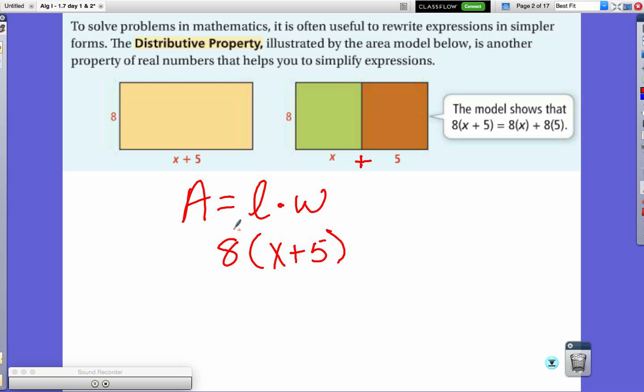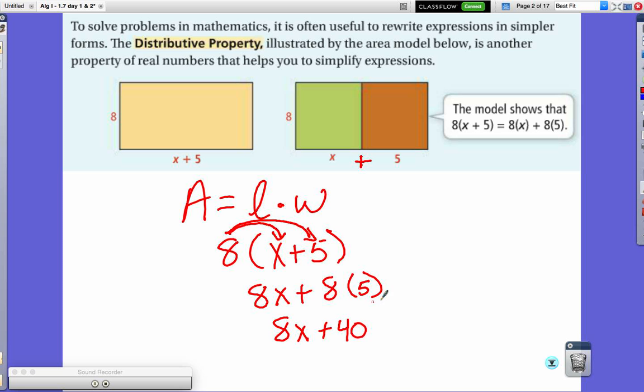Now we multiply, and we would take 8 times x plus the 8 times 5. So we have 8x plus 40 in simplest form, and that is our answer.